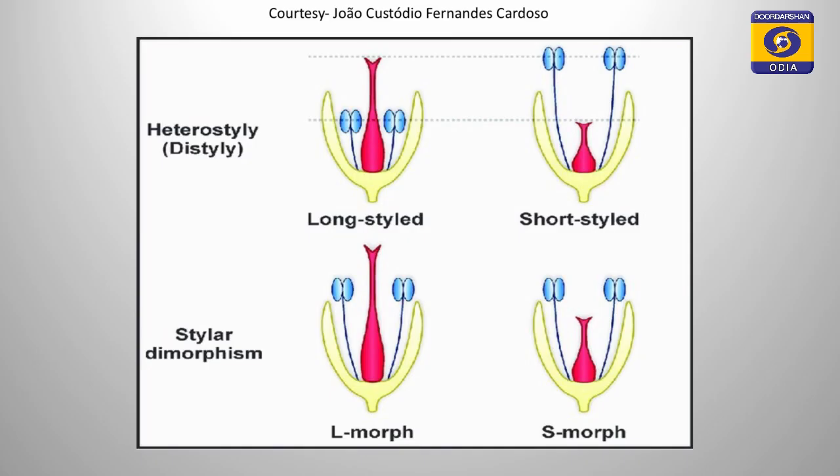So, you can see the slide. The first one is a distylous condition, where in one picture you will find long style and in another picture you will find short style. Naturally, in these flowers, in this kind of plants, the chance of cross pollination is more. So, stylar dimorphism also you can see, this long morphological condition and short morphological condition. So, this is again showing the chances of cross pollination.